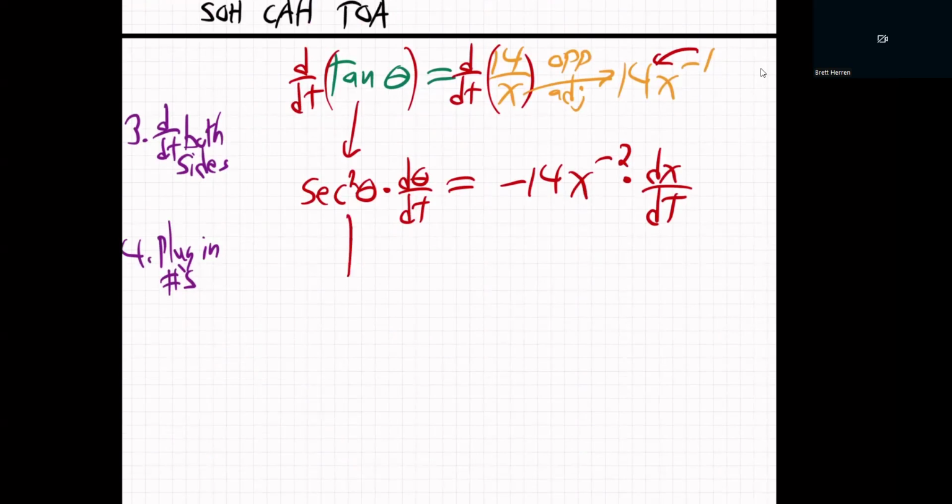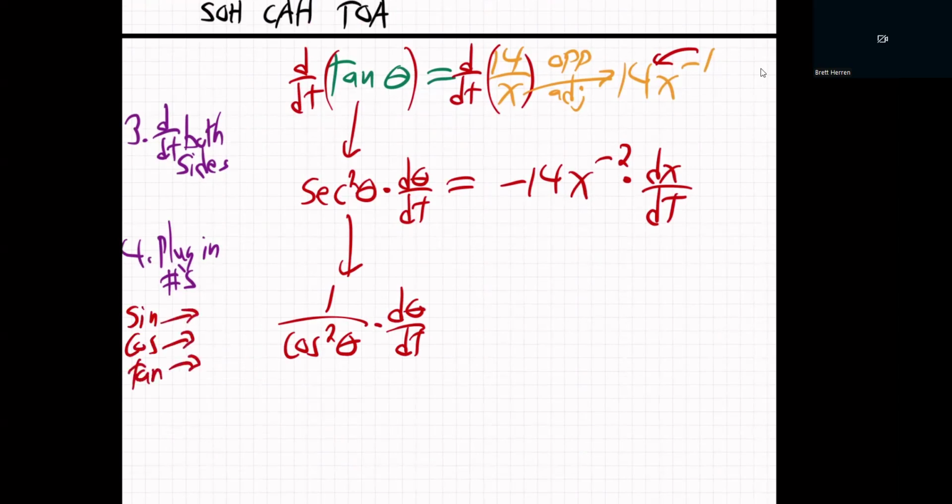Oh yeah, what do we always do with secant squared? We move that to the bottom. That's going to be 1 over cosine squared of theta, d theta dt, right? Because secant, remember that trig relationship? We have sine, cosine, tangent, flip, flip, flip. If you flip, flip, flip, you get cosecant, secant, cotan. So secant and cosine are the flip of each other. So secant squared, flip that, okay?